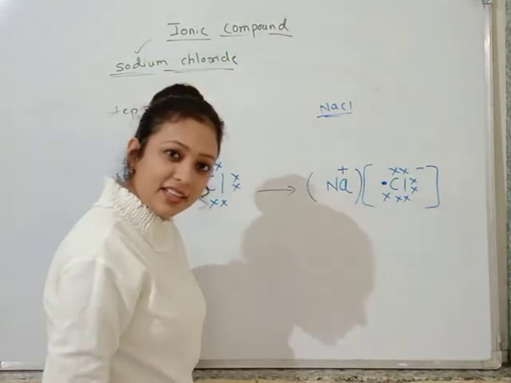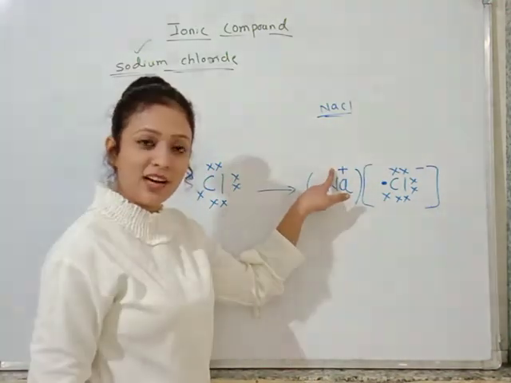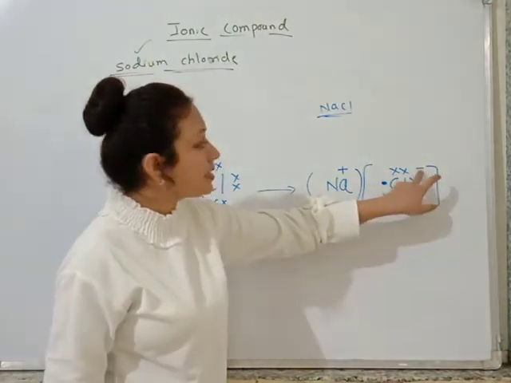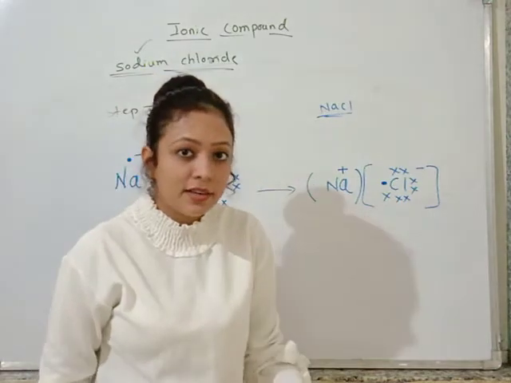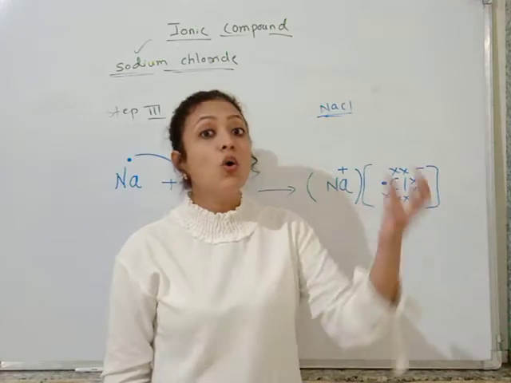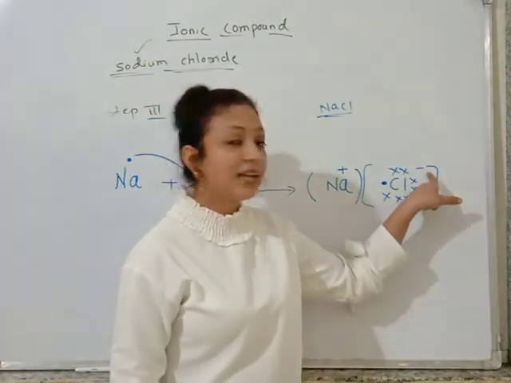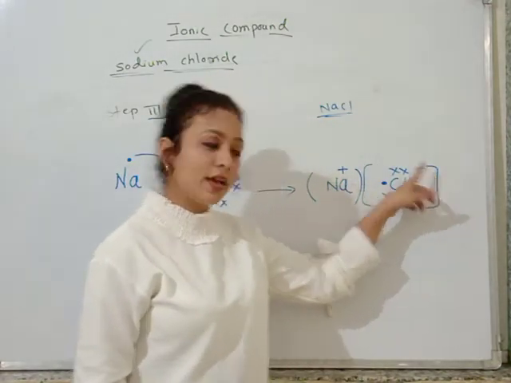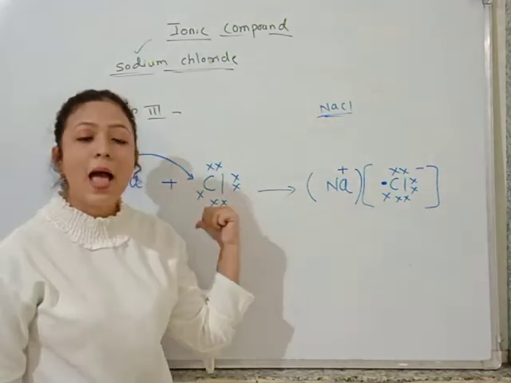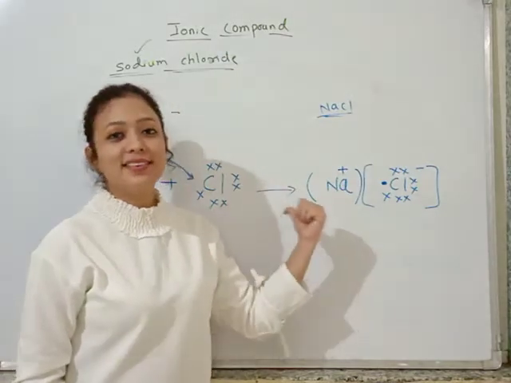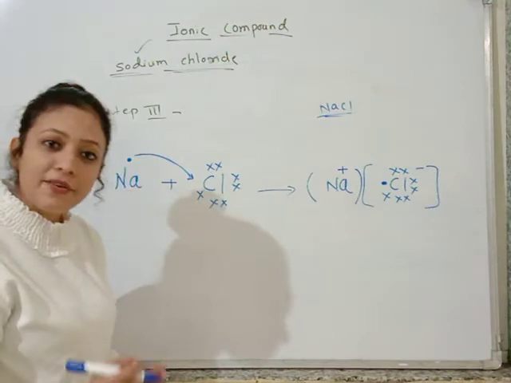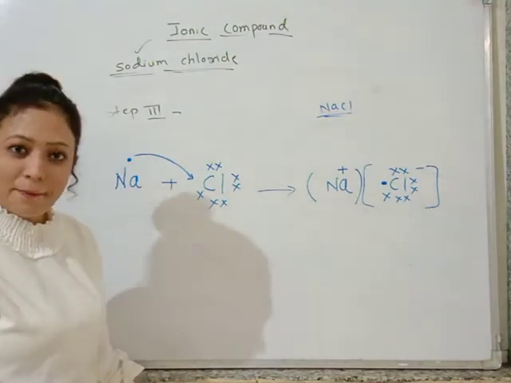Metal loses one electron, so the metal gets a positive charge. And that electron is gained by the non-metal, so the non-metal gets a negative charge. The one who loses an electron gets a positive charge, and the one who gains, the one who accepts the electron, gets a negative charge. So this is the formation of the compound NaCl by the electron transfer method. So here this is the formation of an ionic compound by the electron transfer method.